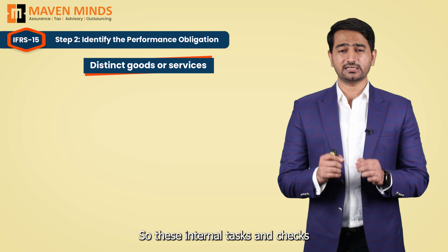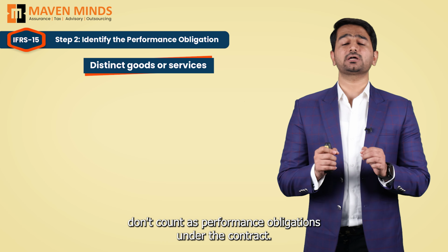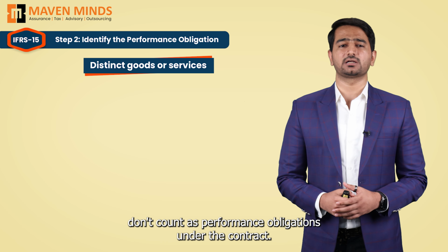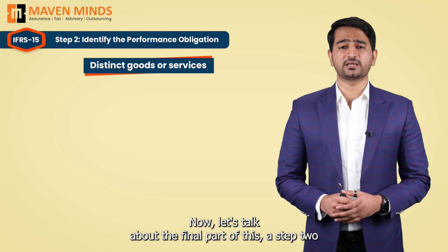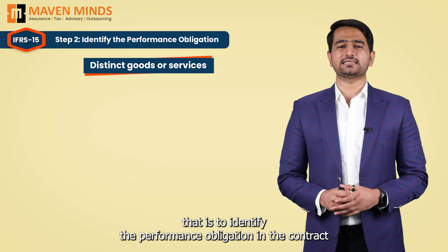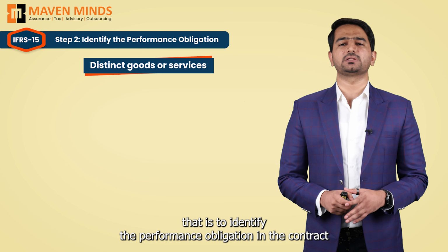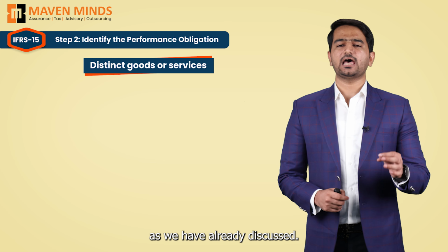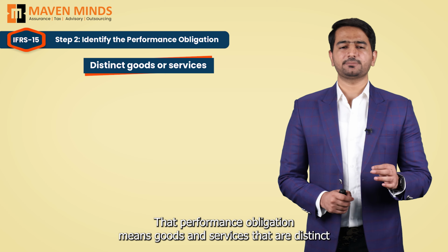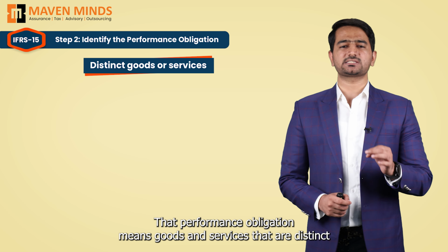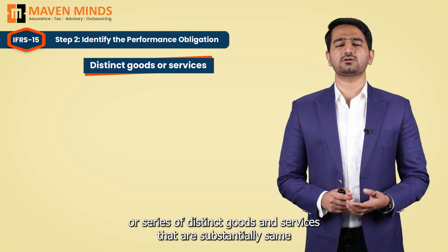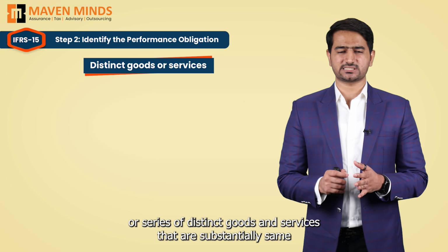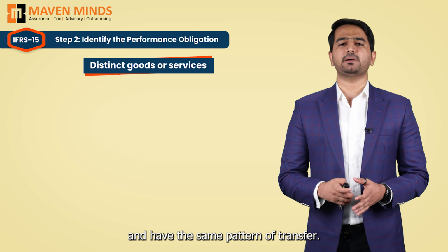So these internal tasks and checks don't count as performance obligations under the contract. Now, let's talk about the final part of this step 2, that is to identify the performance obligation in the contract. As we have already discussed, performance obligation means goods and services that are distinct or series of distinct goods and services that are substantially the same and have the same pattern of transfer.